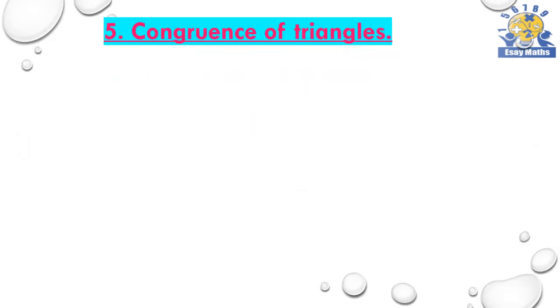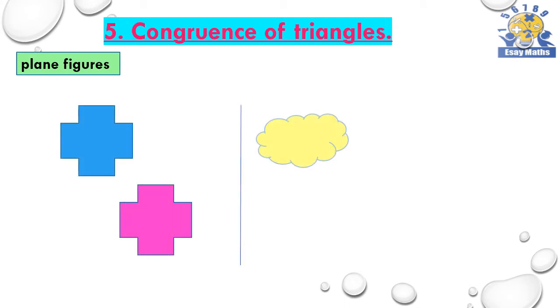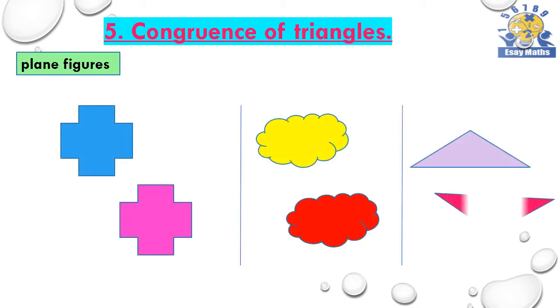Chapter 5 Congruence of Triangles. Here you can see a few plane figures. Consider the first pair. I can place the second figure on the first figure. So, the second figure is coinciding with the first figure.